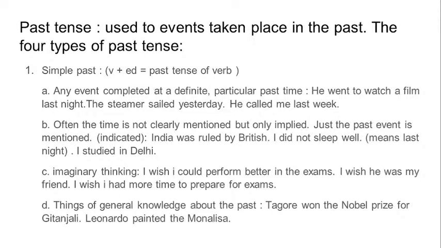See, things of general knowledge about the past means these are fact-based things, right? These are facts. The event took place in the past, but we denote it in the past tense. Tagore won the Nobel Prize for Gitanjali. That means this event is obviously in the past tense. The action already took place in the past. We know that, and the action is denoting that this is general knowledge, something that everyone knows.